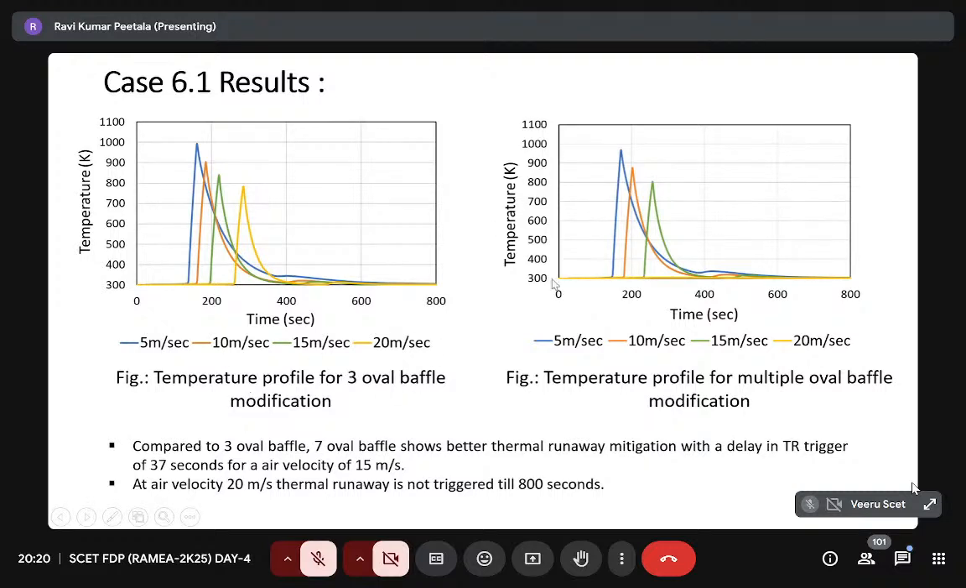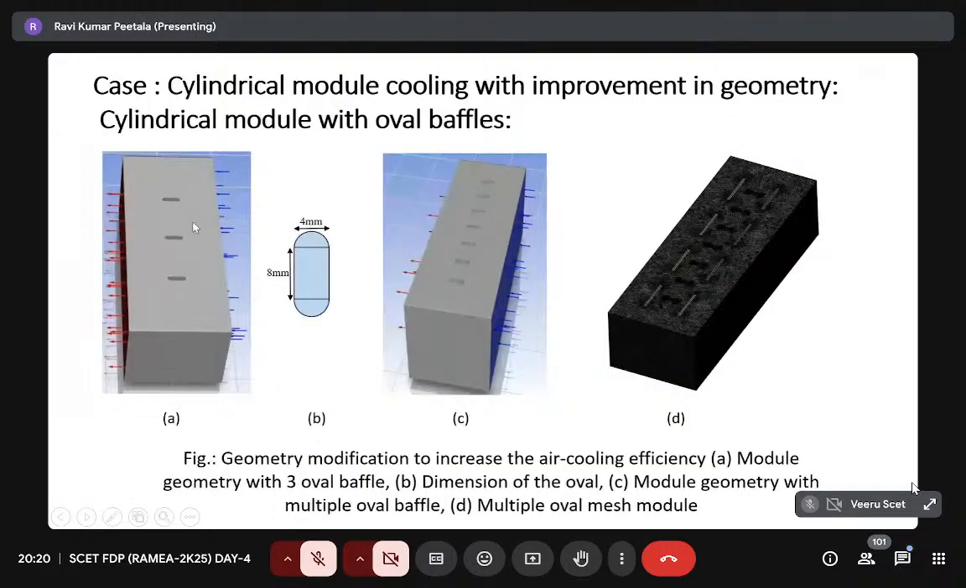Now, with 3 baffle plates, if I use more baffle plates, multiple baffle plates, around 10 baffle plates, here I use 3, here is multi, let's suppose around 8.